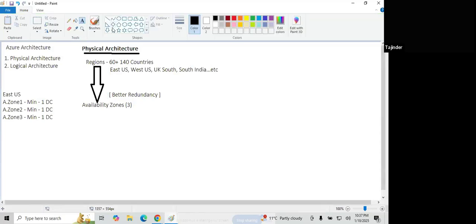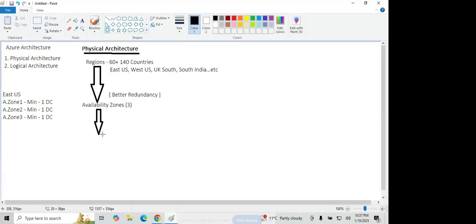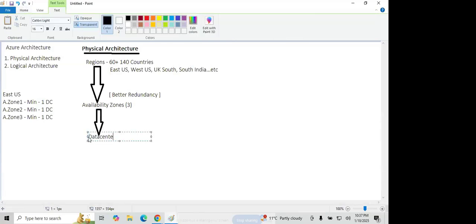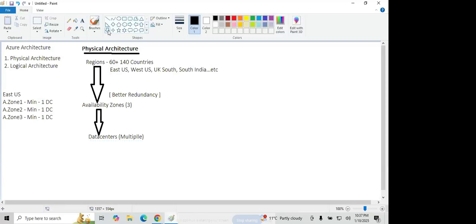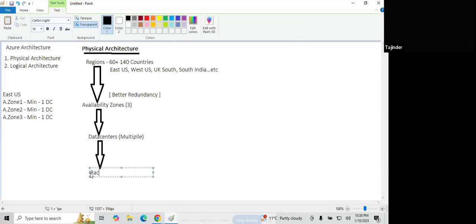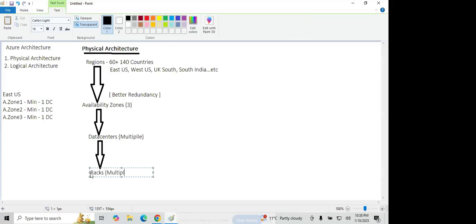After availability zone, we have something called data centers. As we already discussed, in every region, minimum there will be two, and maximum there can be multiple data centers. And after data centers, we have something called racks. Racks are the actual places where the resources will be hosted. Whenever we use the word resources, we are trying to say VM, VNet, database, firewall. All these are considered resources, right?